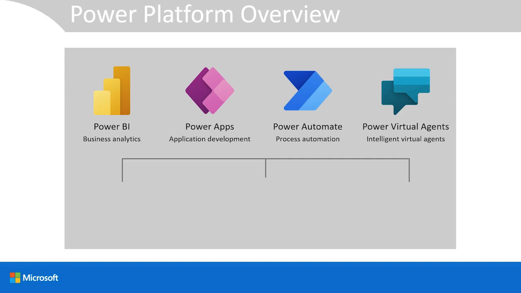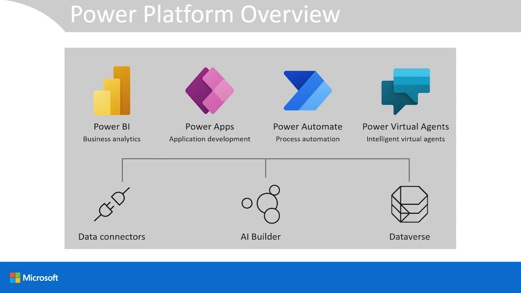The Power Platform is supported by a common framework that includes data connectors, which allow Power Apps and Power Automate to connect to hundreds of different services, AI Builder, which provides facilities for creating powerful AI solutions that can then be incorporated into Power BI, Power Apps, and Power Automate, and Dataverse, which is a specialized database that is available to all Power Platform solutions.